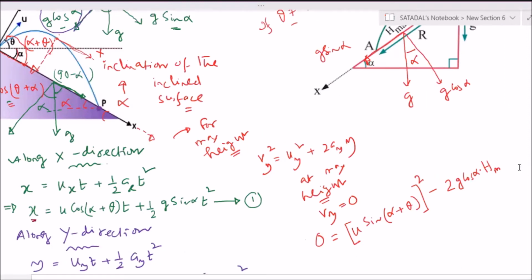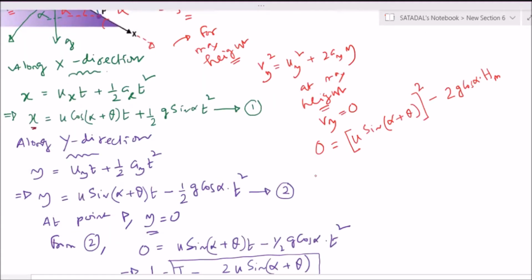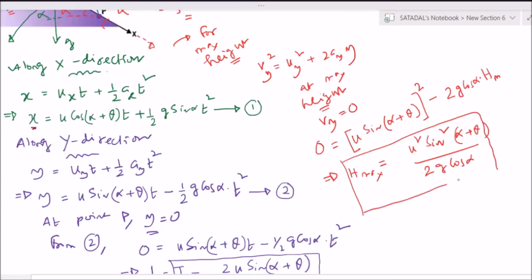From here, if I calculate, I'll get h max equal to u square sine square of alpha plus theta divided by 2g cos alpha. That's it. Right, now it is clear. Fine. For everybody it is clear now. No doubt is there.